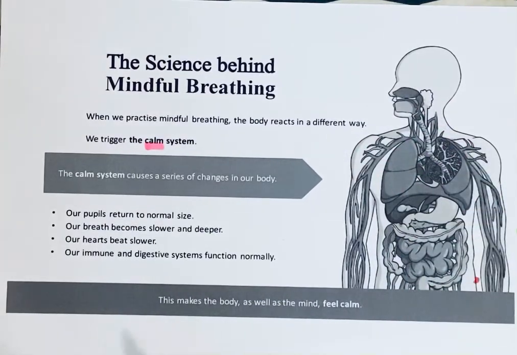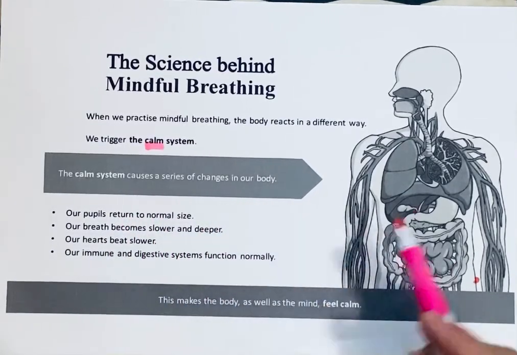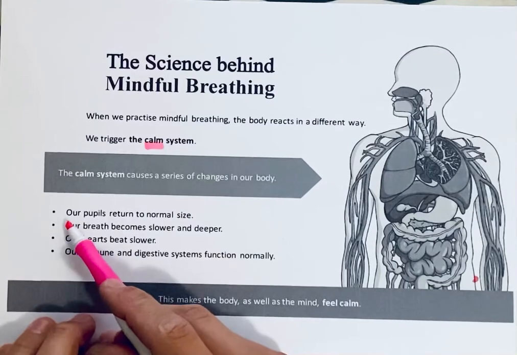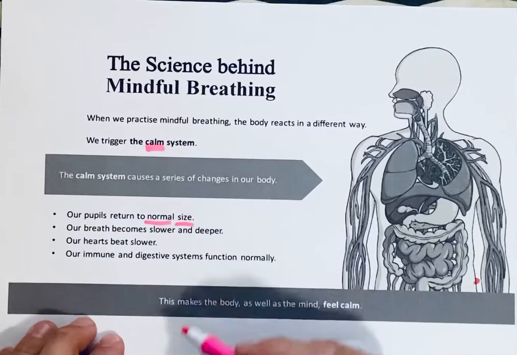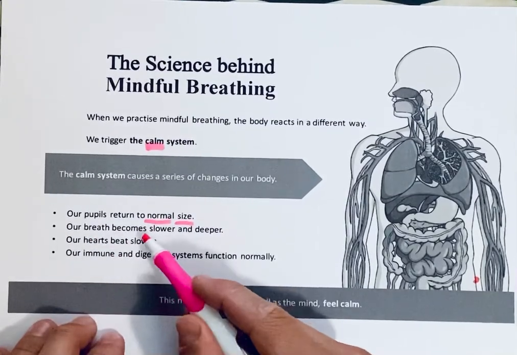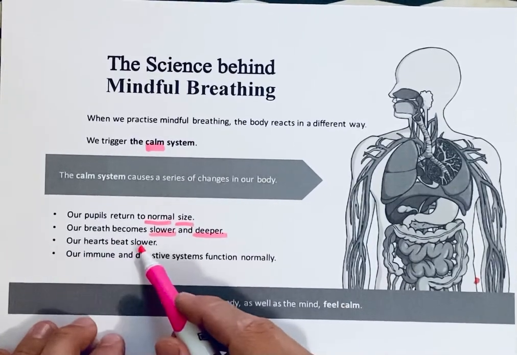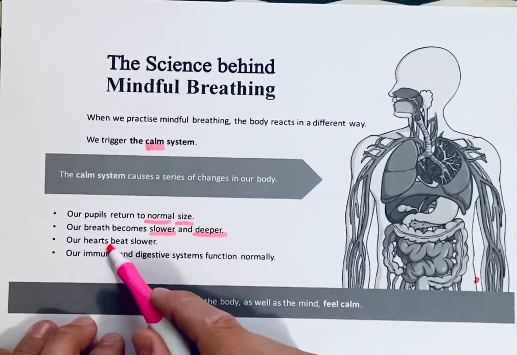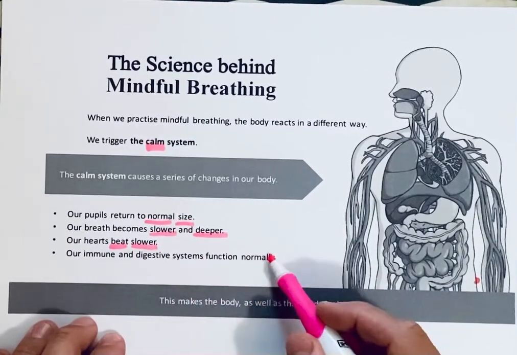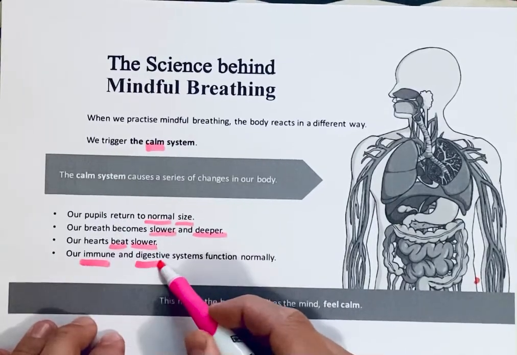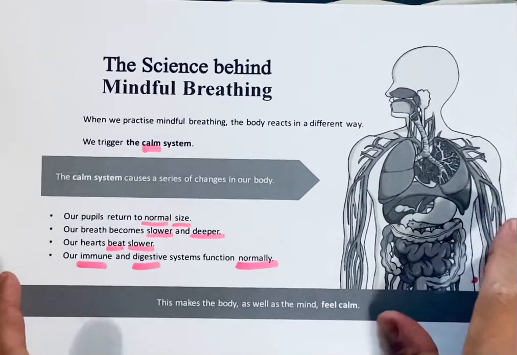So let's begin. The calm system causes a series of changes in our body. So let's see what those changes are. Our pupils return to, and I'm going to underline this, normal size. Our breath becomes slower and deeper. Our hearts beat slower. And our immune and digestive systems function normally. So immune and digestive, we're going to put normally. Okay? So let's go into our mind map.